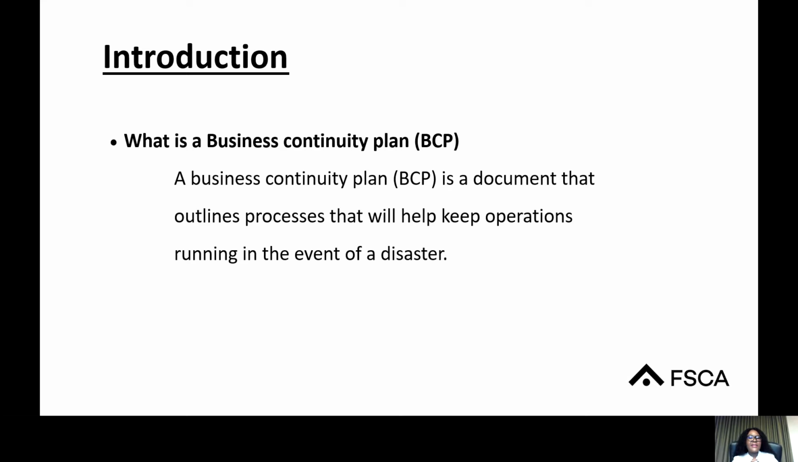A business continuity plan is basically a document that outlines the processes that will help keep operations running in the event of a disaster. A disaster could be any disruptive incident as a result of death, disability, illness, natural disasters, or even things like pandemics. This document outlines the processes on how to deal with the outstanding activities, how to deal with clients, how to communicate with clients, and where and how to transfer such clients. All this is done to ensure that the clients are continuously being serviced and do not suffer any loss due to any disruptions in the FSP or in the business.